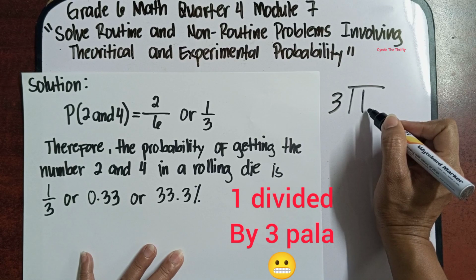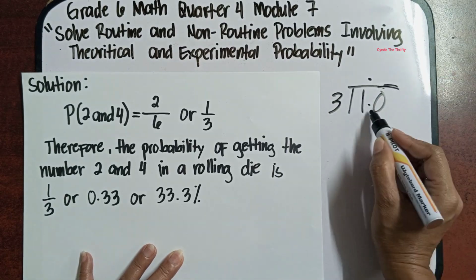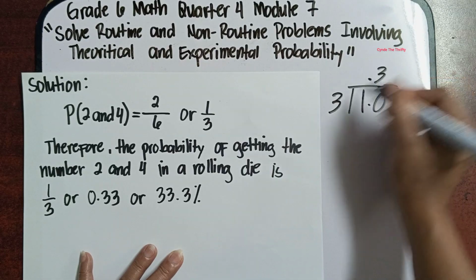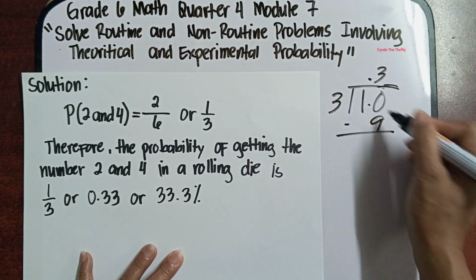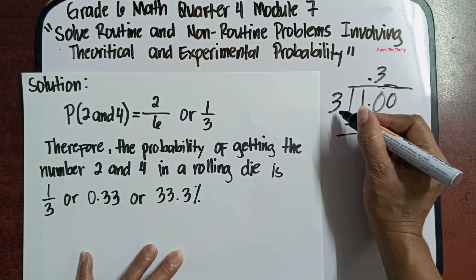3 divided by 1 cannot be. So magdagdag tayo ng 0 and then point dito sa quotient. So 10 divided by 3 is equal to 3. 3 times 3 is equal to 9. Subtract. 10 minus 9 is equal to 1 and add another 0. So 10 divided by 3 is equal to 3.